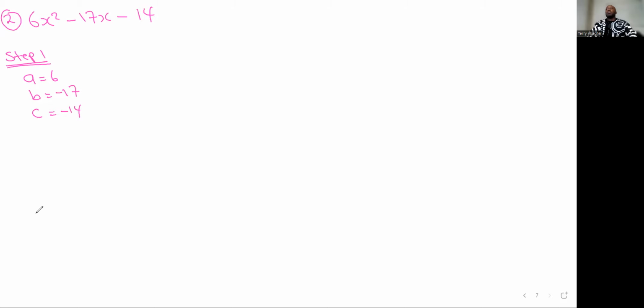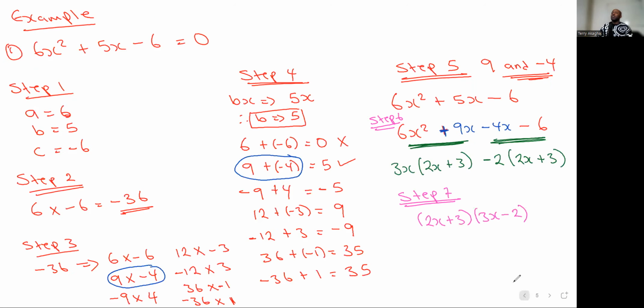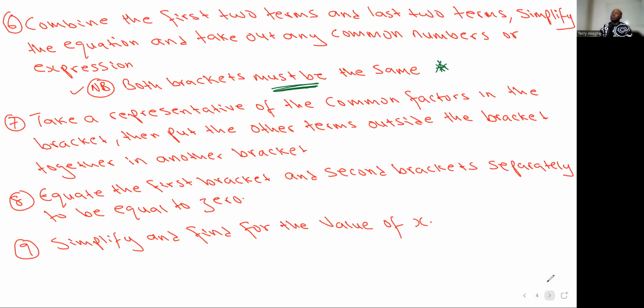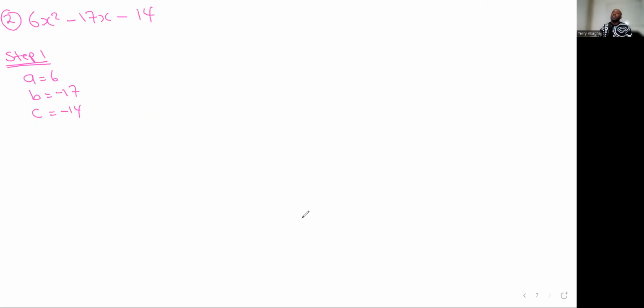Okay? So the next part, step 2, says we have to multiply the coefficient of x squared and the constant term. So we have to multiply a and c basically. So step 2, we're going to multiply a and c. So a is 6 multiplied by c, that is minus 14, and that will give us minus 84. So the answer we get here is minus 84.